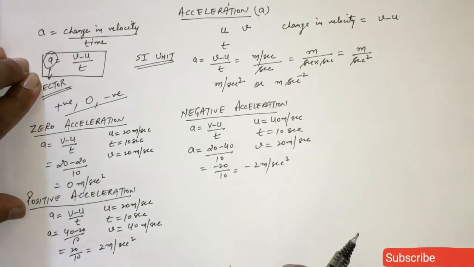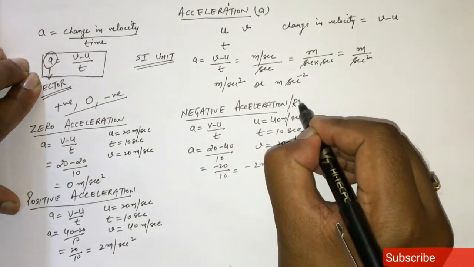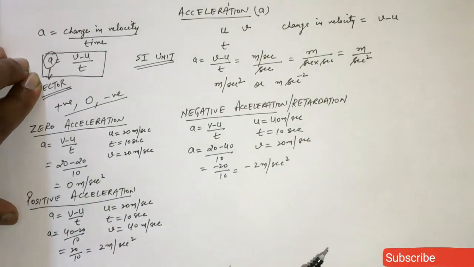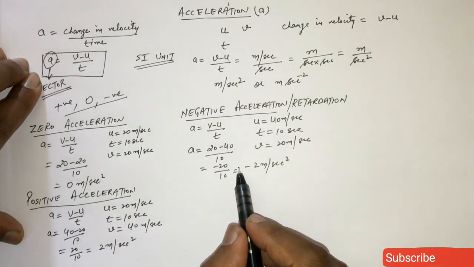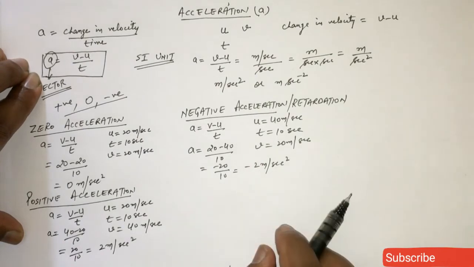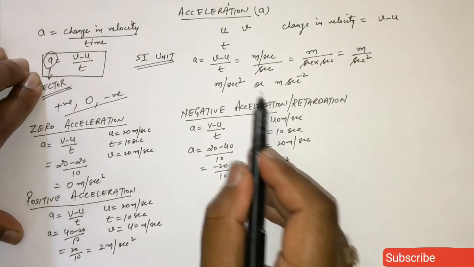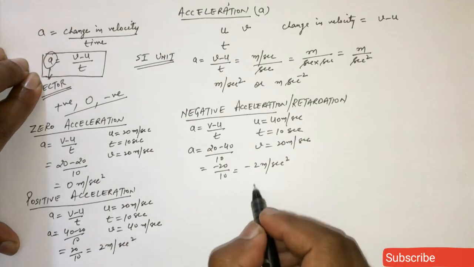So the case in which the final velocity decreases, that is the case of negative acceleration. This negative acceleration is also known as retardation or deceleration. Fine. So this negative sign indicates that the direction of acceleration is opposite to the direction of velocity. Fine. So a case where the brakes are applied, that is the case of negative acceleration. Clear?